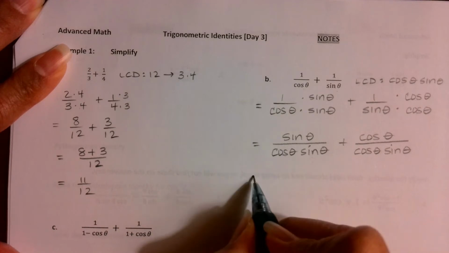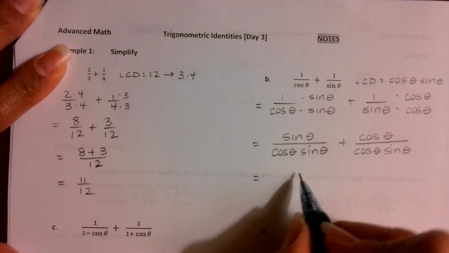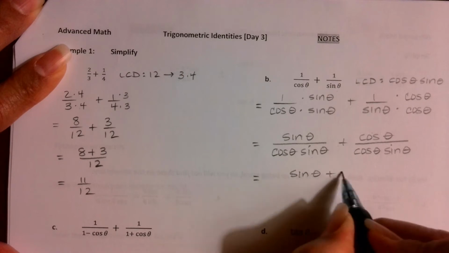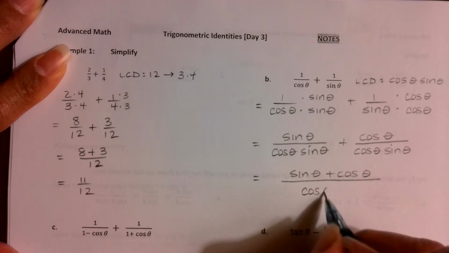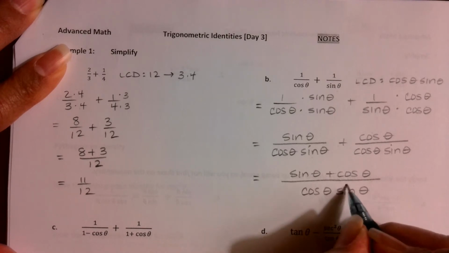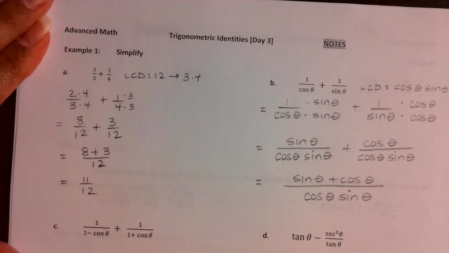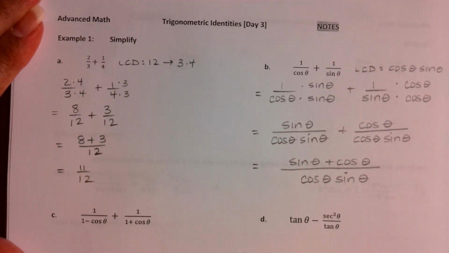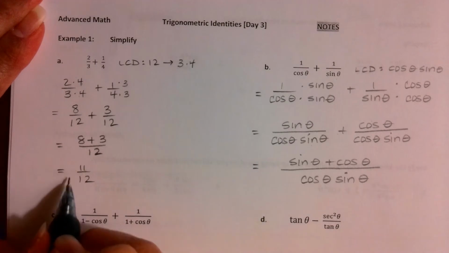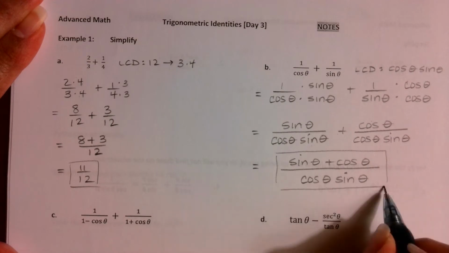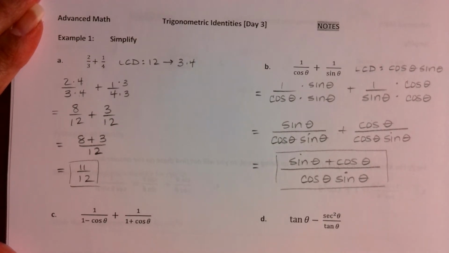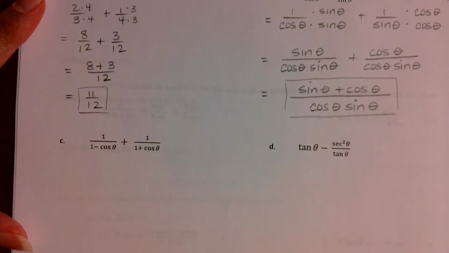And now that we know that they have common denominators, let us combine by addition and put them over the common denominator of cosine sine. Okay. So notice how it parallels part A, even though they are involving trig functions. Okay, and this is our final answer. So 11 12ths was our final answer here, and sine theta plus cosine theta all over cosine theta sine theta was our final answer there. Okay, so let us go on to the next one.